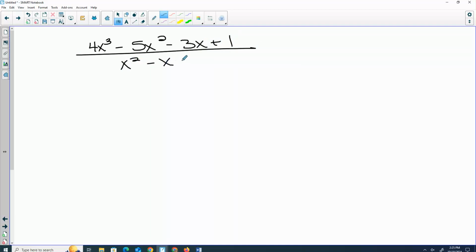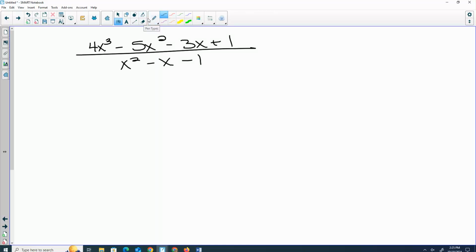The section before, we did synthetic division, which we should be really good at now. We're doing that all the time. But we also had some long division. So let's try a long division problem. If I said 4x cubed minus 5x squared minus 3x plus 1 divided by x squared minus x minus 1.